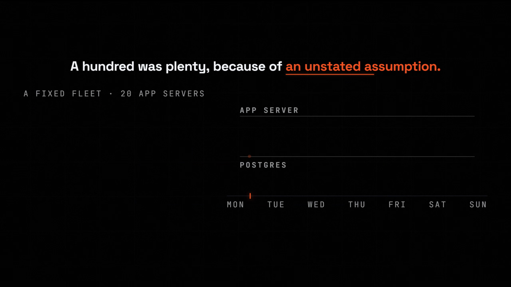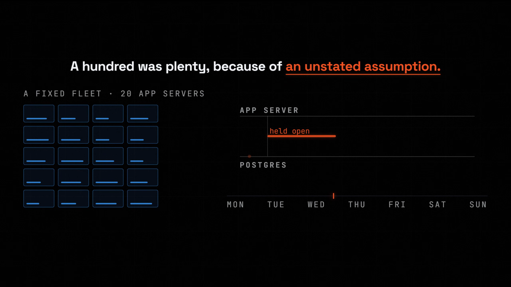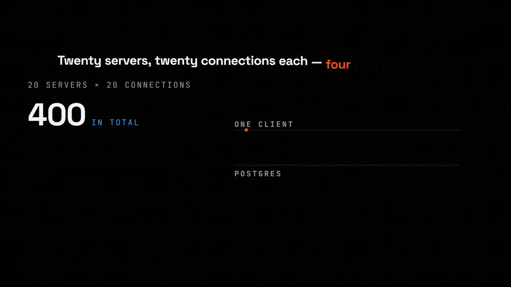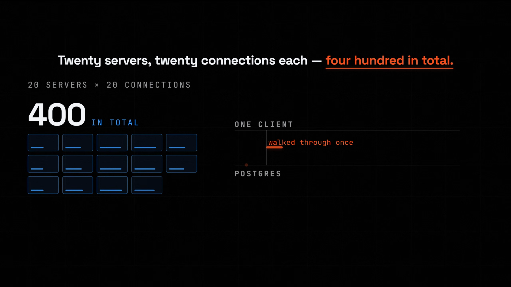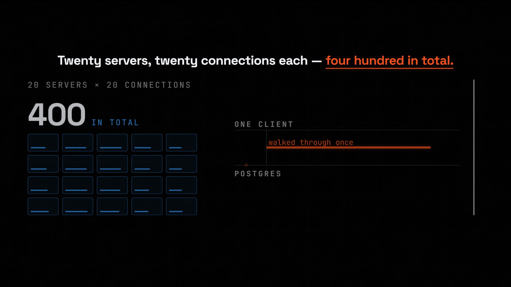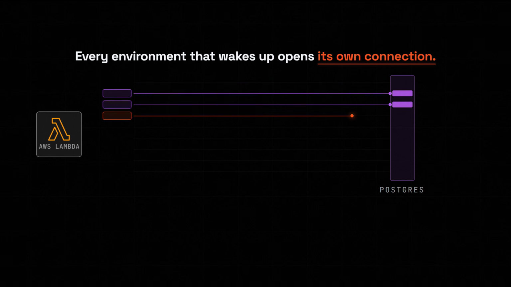For most of the time this design has existed, 100 was plenty, because of an assumption that went unstated. Connections are long-lived. You ran a fixed fleet of app servers, each one opening a pool at boot and holding it for weeks. 20 servers, 20 connections each, 400 in total, and that was your entire company. The front door was slow, but you walked through it once. Then the execution model changed underneath it, and the assumption went unexamined. Serverless functions do not boot once and live for weeks.